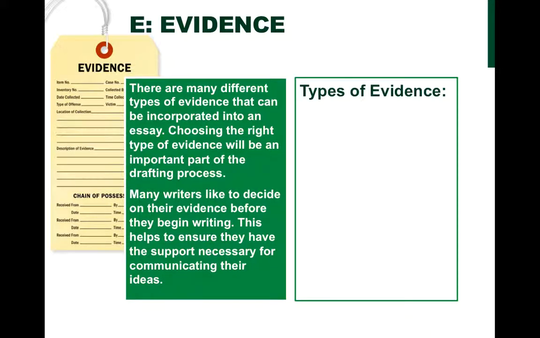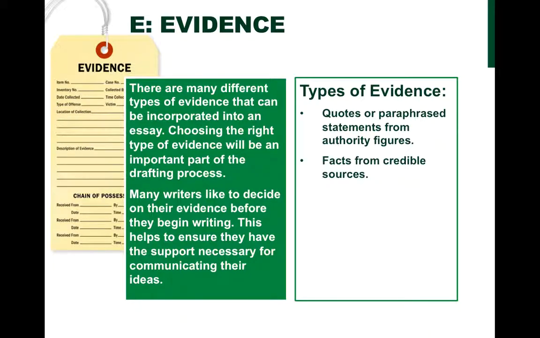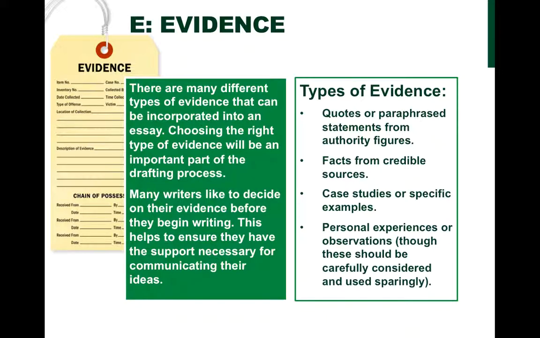Some types of evidence to look for would include quotes or paraphrased statements from authority figures, facts from credible sources, case studies or specific examples, or personal experiences and observations, although these should be used sparingly. In some types of writing, it is considered inappropriate or perhaps unprofessional to bring in personal experiences. So definitely think more about this one before adding this type of evidence to any writing.